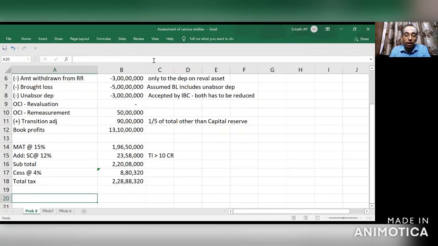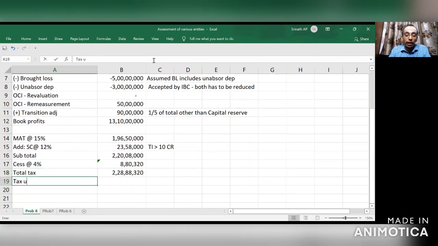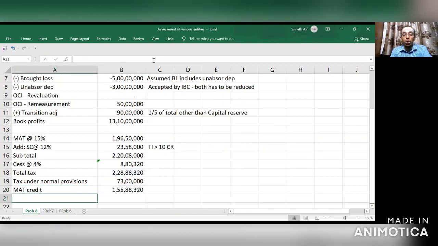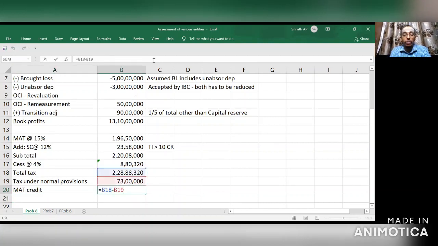Then tax under normal provisions. The problem tells you 73 lakhs. MAT credit will therefore be the difference between these two. 2 crore 28,88,320 minus 73 lakhs. You will end up having 1 crore 55,88,320.